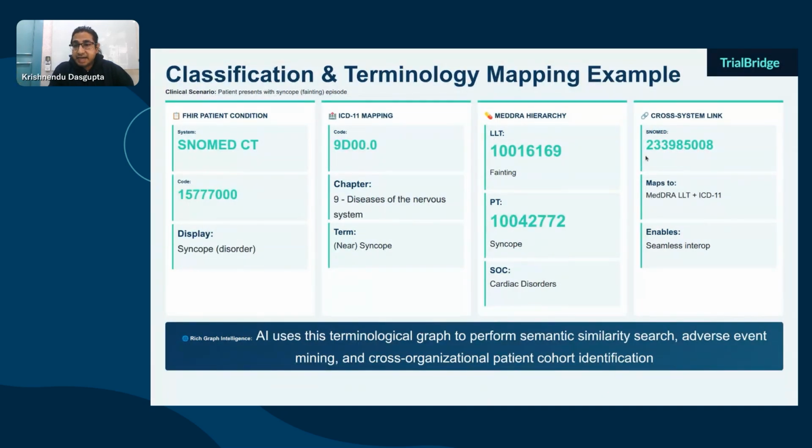But the most important thing is that each of these nodes connect to each other. The EHR systems sitting in a hospital operate at a different medical coding level, while the provider or patient organization data is sitting at a different level of coding. So how do you map them to each other and create an entity? This way we create a cross-system link: if it is mapping to a MedDRA LLT or an ICD-11, we create a SNOMED link map and say there's a semantic similarity between those.